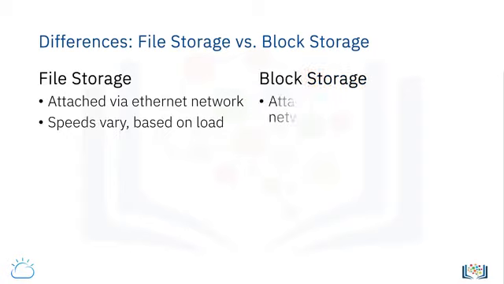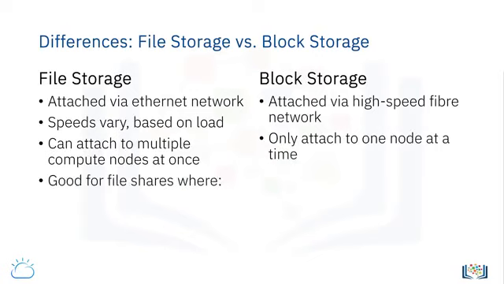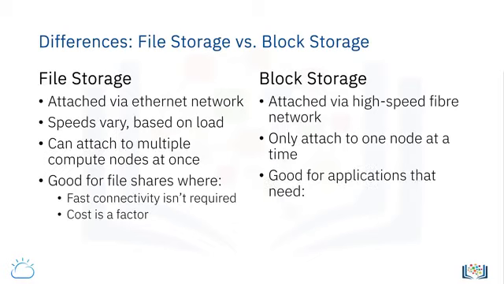Block storage is attached via a high-speed fiber network, which is very reliable and consistent. File storage can be attached to multiple compute nodes at once. Block storage can only be attached to one node at a time. File storage is a good choice where file shares are required, where workloads do not require lightning-fast connectivity to storage, or where cost is a factor. Block storage is a good choice when supporting an application that needs consistent fast access to disk, such as databases.